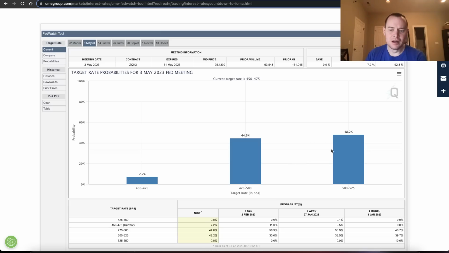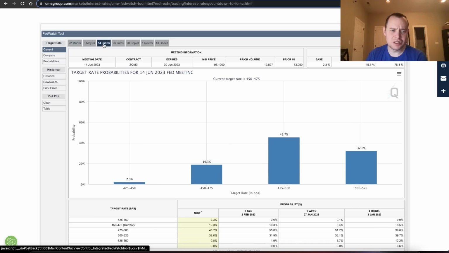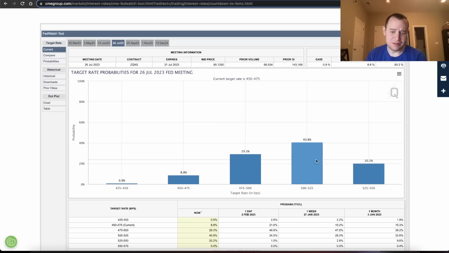But so far, we can see that the market, at least in the short term, has considered this jobs report to mean the Fed is likely going to go higher than what was initially priced. Okay. If you go out to June, you can see the most likely outcome is only 5%. July, it's 5.25. So you can see probabilities all over the place.